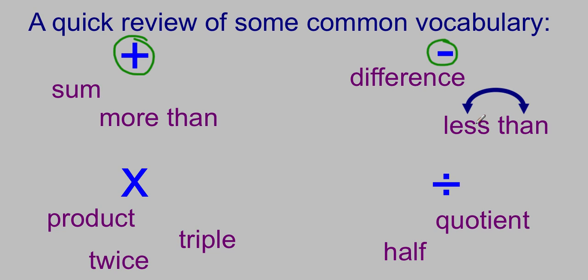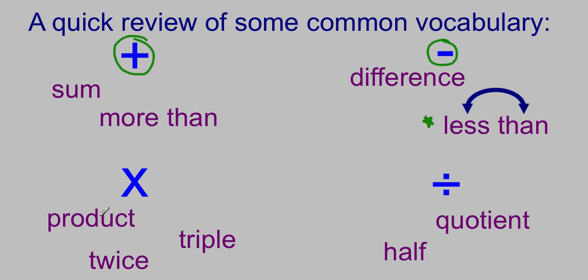But less than is the only time where you're going to flip-flop the order of the numbers. Normally, if the problem says the difference of 8 and 12, you're going to do 8 minus 12. You leave it in that order. Less than is the only time where you're going to flip-flop the order. So if it says 8 less than x, we're going to rewrite it as x minus 8. So less than is where you're going to flip-flop it. So you want a little star next to that one.